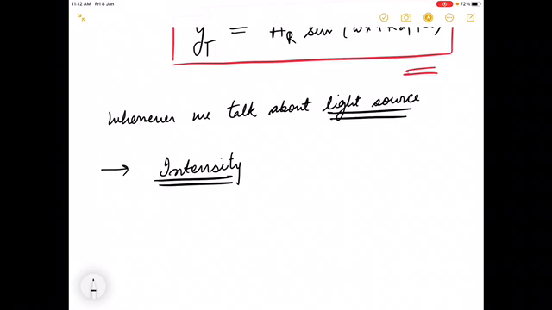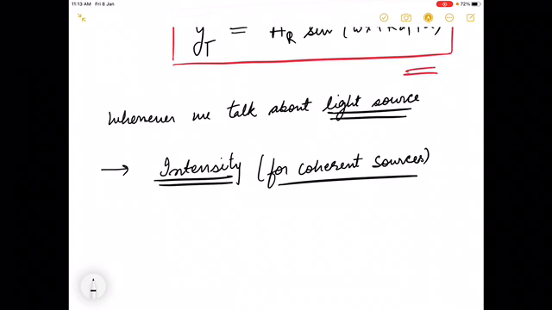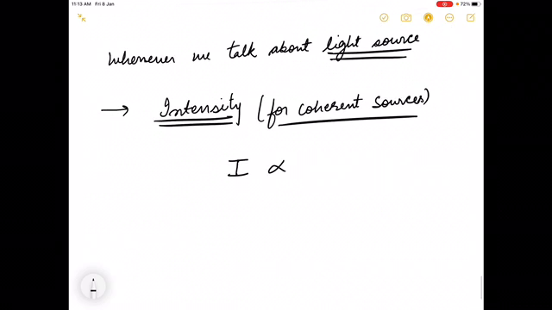Now, what is this intensity? Intensity means how brightly or how dimly you are seeing, that is, how much of your light waves are coming to any particular point. It has also been observed experimentally that, you have to understand here, I'm talking only about coherent sources. For coherent sources, I'll represent the intensity of light by I. Intensity of light is found to be directly proportional to amplitude square. It depends on the square of the amplitude of your wave.